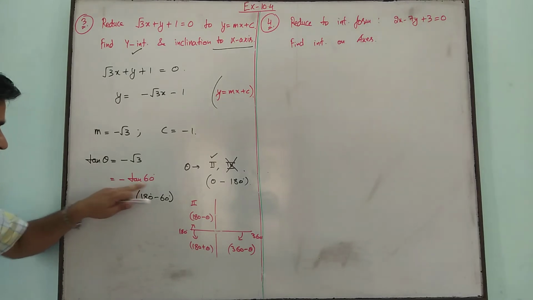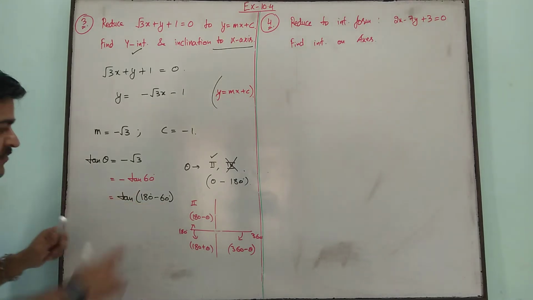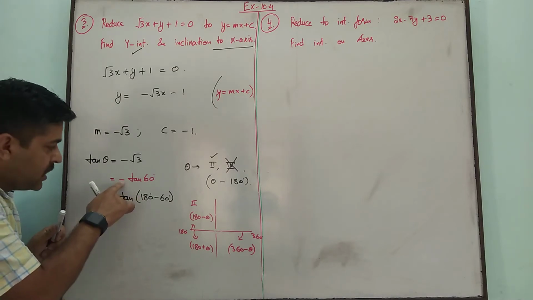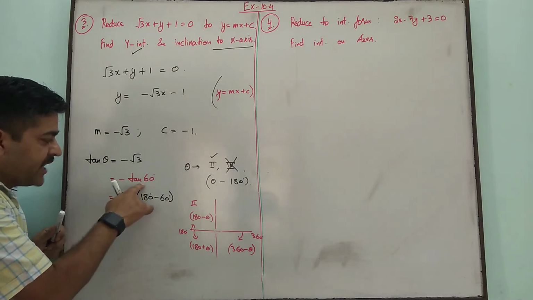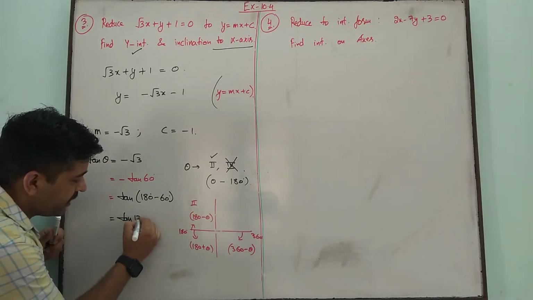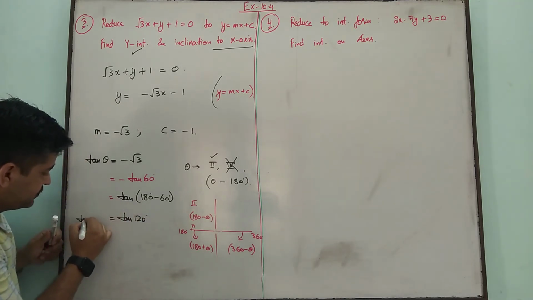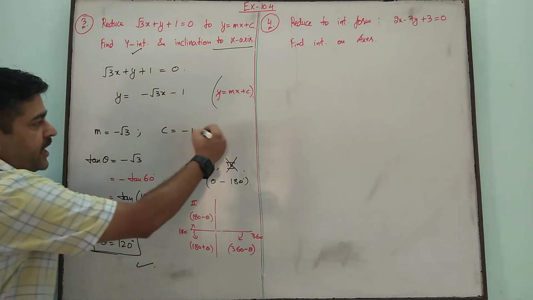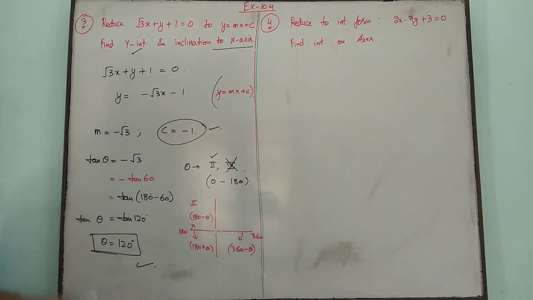Tan 60 is tan 180 minus 60. 180 means second quadrant, so your tan will be negative. So negative sign is there. So just remove this negative and change the quadrant. Now we got tan 120. So we got our theta is equal to 120 degrees. That is the angle of inclination, and this is your y-intercept. Two answers he asked you, right?